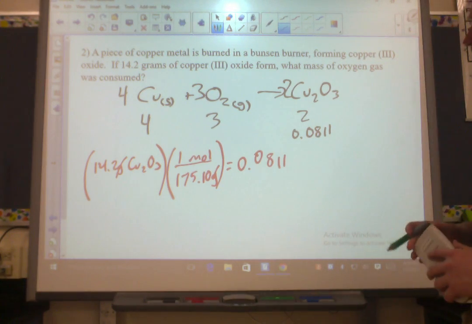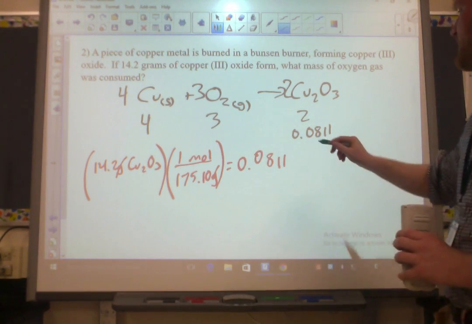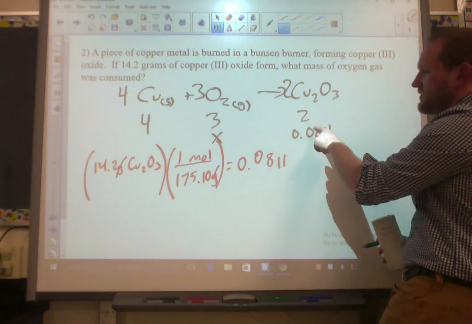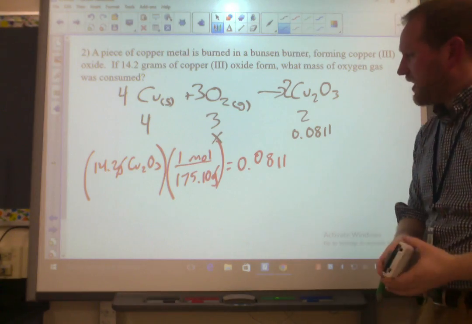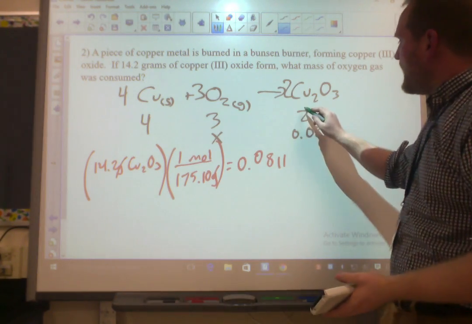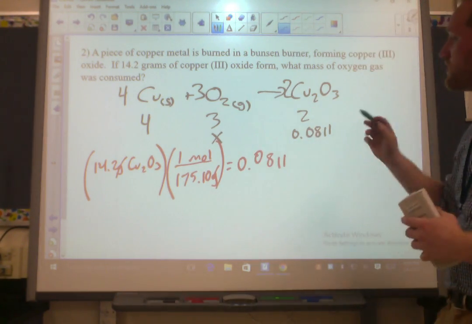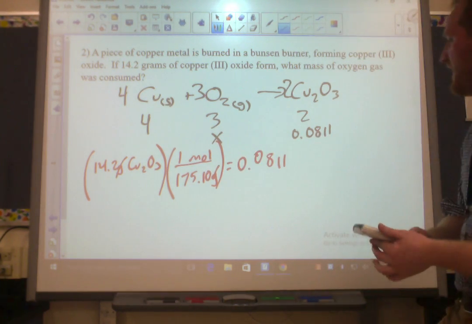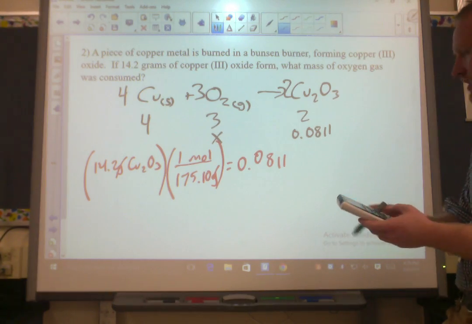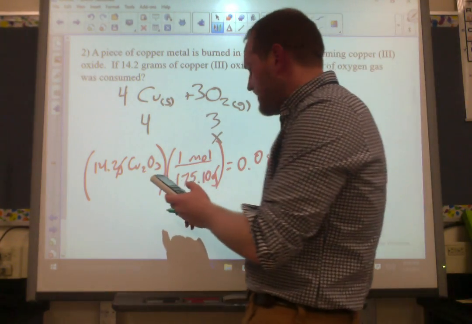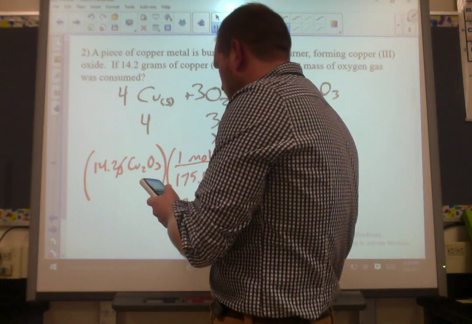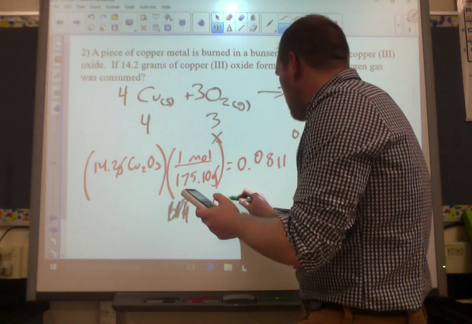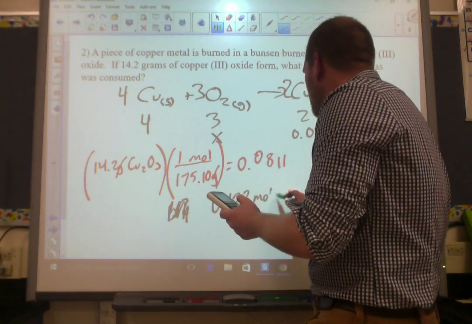0.0811. Well, the problem says what mass of oxygen gas was consumed. So here's my x. Again, you can say 2 over this equals 3 over x and cross multiply, but I prefer to look just at my mole ratios. It's a 2 to 3 mole ratio. So to go from 2 to 3, you multiply by 1.5. So let me multiply this by 1.5, and that'll give me my answer. So times 1.5 gives me 0.122, and that's moles of O2.